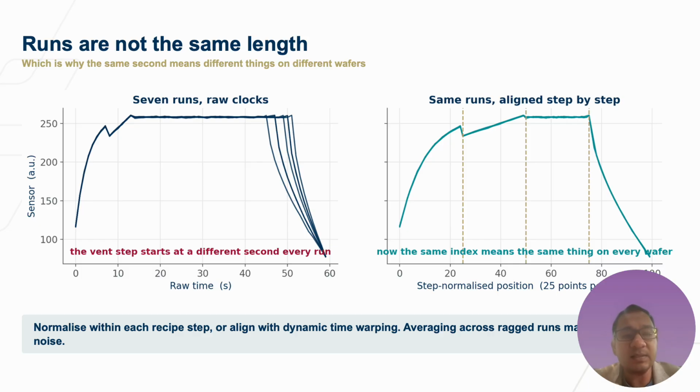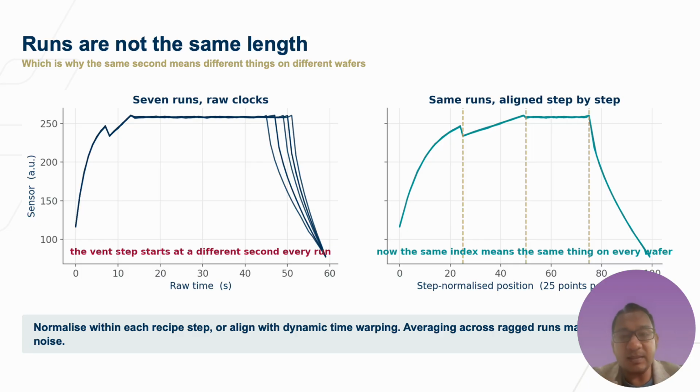But it means second 35 is inside the main etch on one wafer and inside the vent on another. If you compute the mean of seconds 30 to 40 across runs, you are averaging different physical phases together, and the feature you produce is dominated by step length variation rather than anything about the wafer.